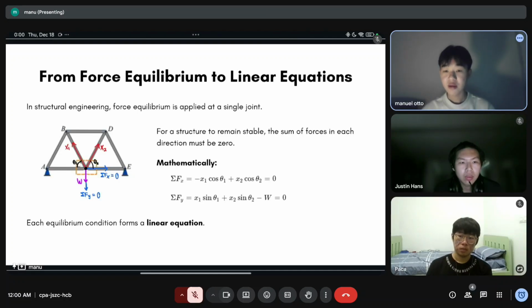Now let's see how force equilibrium turns into math. In structural engineering, we usually analyze one joint at a time. Let's say at a joint, forces act in different directions. So we split them into horizontal x and vertical y components. For the structure to stay stable, the sum of forces in each direction must be zero. Each of these equilibrium conditions forms a linear equation.